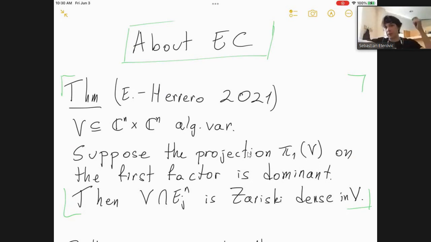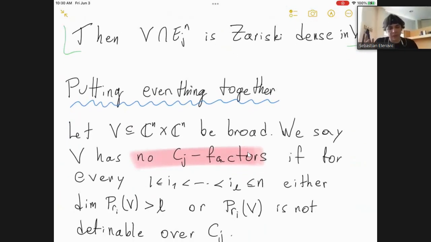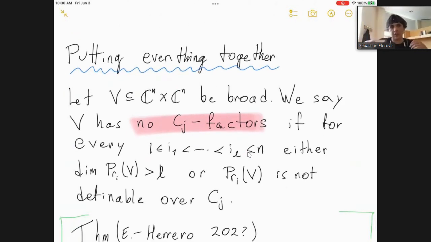So if you wanted to combine everything that we've seen so far, all of the known results, we are able, in fact, to produce something completely unconditional. So take a variety inside of Cn times Cn, which is broad. Now, the first thing that I'm going to do is restrict the field of definition of V so that I can apply this version of modular Schanuel that we know is true. And this is what this definition here is doing. Having no Cj factors means, to some extent, that V itself is not definable over Cj, and also that the projections of V are either very large, or they're also not definable over Cj. All that this definition is doing here is allowing me to use the known results about modular Schanuel.